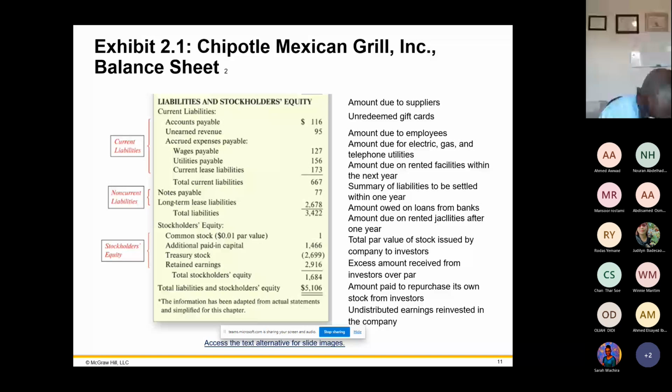What is the additional there? The additional is $16, correct? The additional is the difference between the market value and the book value, right? Very good, you got it. So in this case, we have $17 as the market value for this stock, but in the actual stockholders' equity, it is just $1.